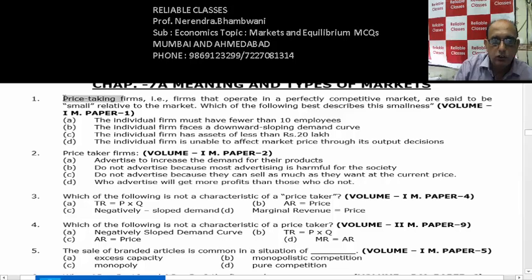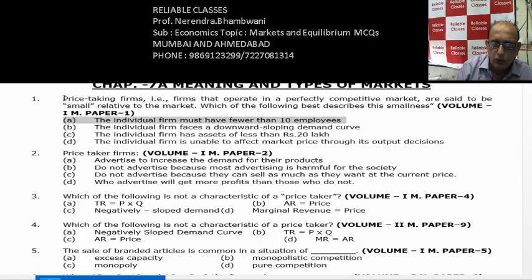Markets, price determination and equilibrium. This topic we will do. The first part will consist basically of questions on markets. Price taking firms, firms that operate in a perfectly competitive market, are said to be small relative to the market. Which of the following best describes their smallness?